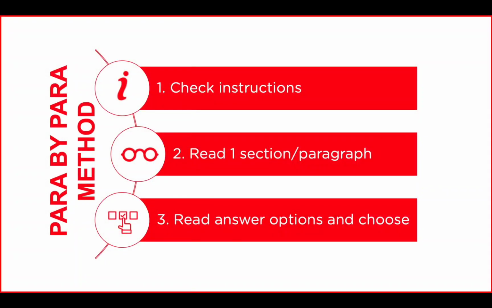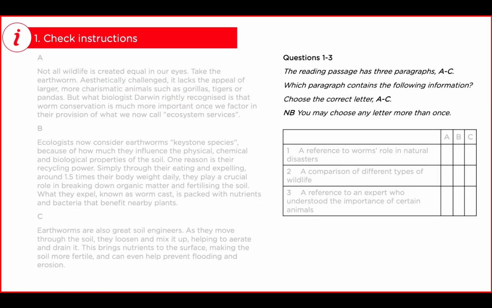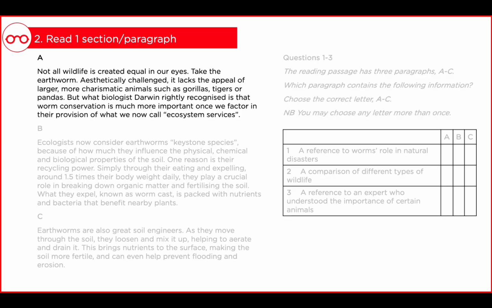Here we go with the method and practice. Now we're going to use the same method that we use for match headings here. So 3 steps: check the instructions, read the first section or paragraph, then read the answer options and choose. This is our paragraph by paragraph method. It is a winner for this type of question. So let's check the instructions. We've already done that, but just keep in mind you may choose any letter more than once. This is very important.